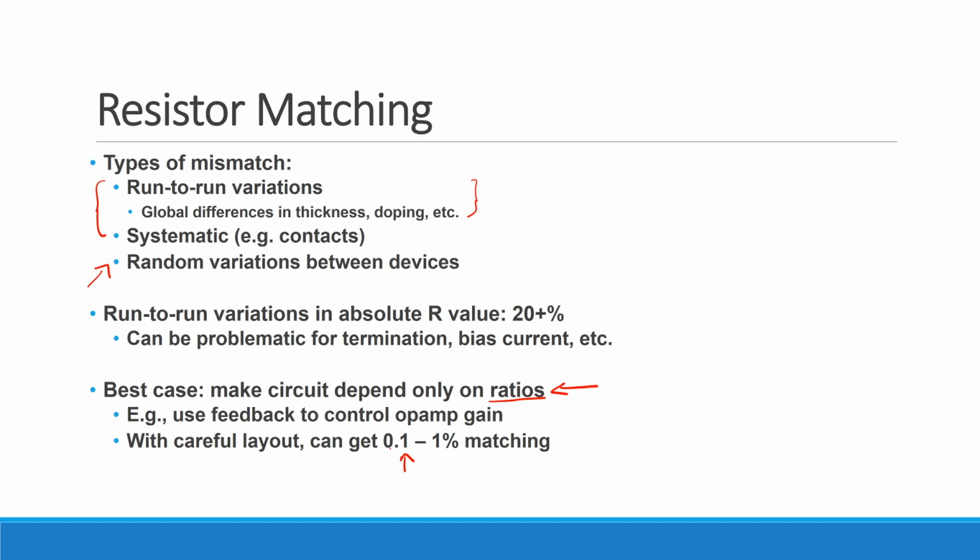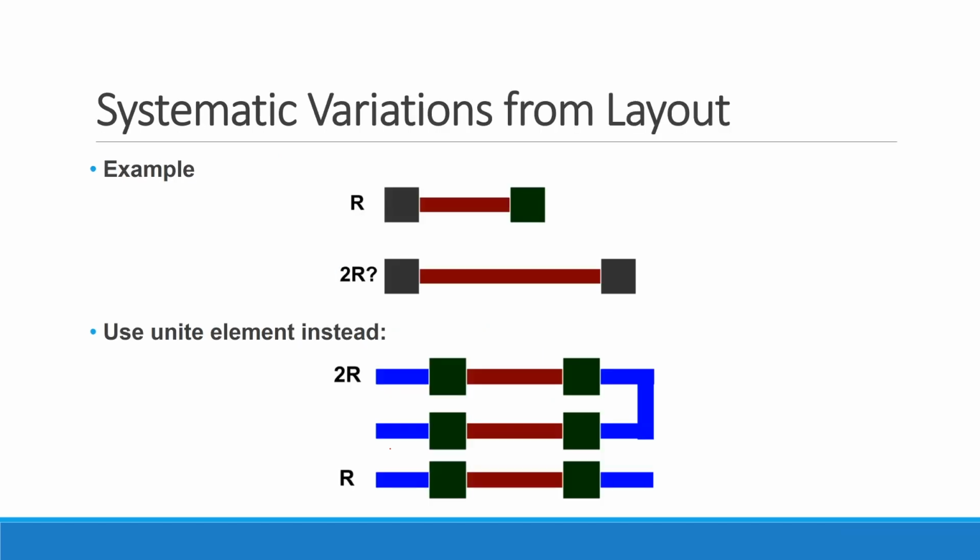Okay? So actually on that note, let's take a look and see what can we do as designers once we've at least built the circuit so that we know it depends on the ratio. How do we make sure we actually build those elements in a way that they really will only depend on ratios? In other words, that we didn't make any systematic mistakes.